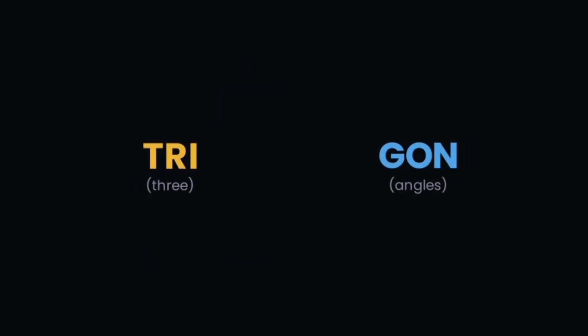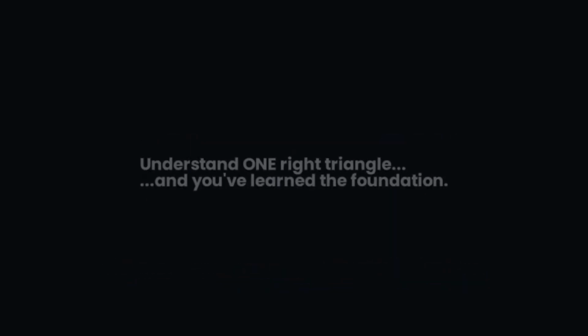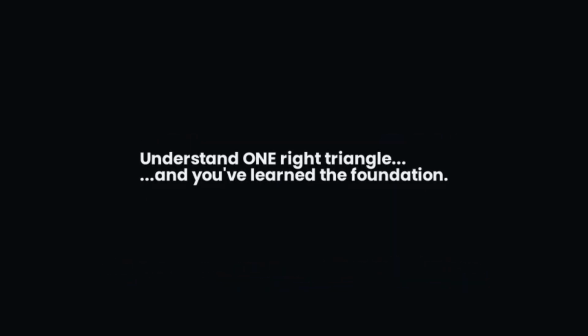The word trigonometry comes from two Greek words, tri meaning three and gon meaning angles. So trigonometry is simply the mathematics of triangles, more specifically right angled triangles. And once you understand one right triangle, you've already learned the foundation of trigonometry.